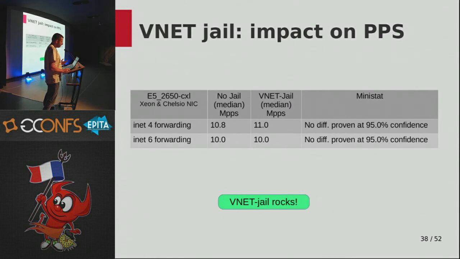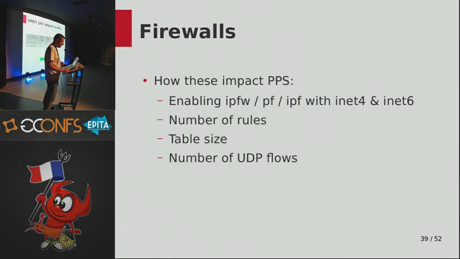Okay, now I've finished all my forwarding bench. Let's start playing a little bit with firewalls. I will show you a graph after this slide. My first step is just to enable the firewall. We have three firewalls in FreeBSD, and I want to check how hard just enabling a firewall impacts my performance.